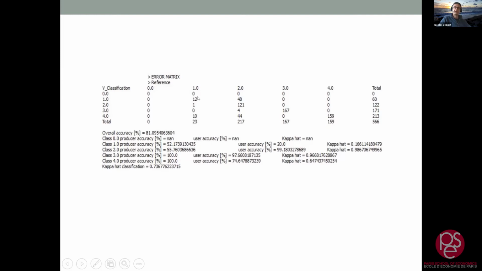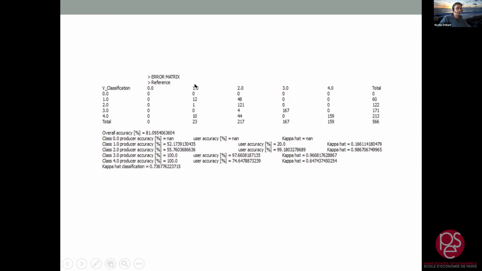The first indicator is what is called the overall accuracy. We make the sum of all the diagonal terms, divided by the total number of pixels. And here, what we learn is that 81% of the pixels are correctly classified. We can do also some more per class analysis to understand the quality of the classification.